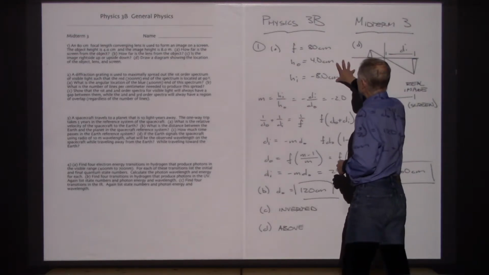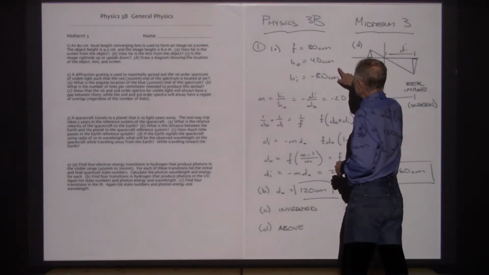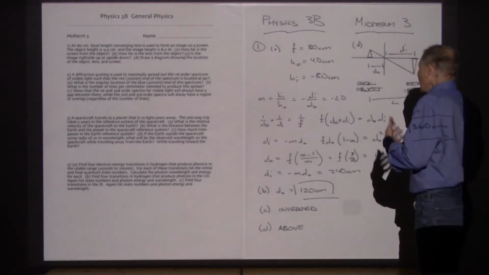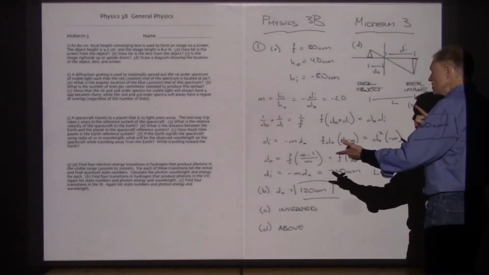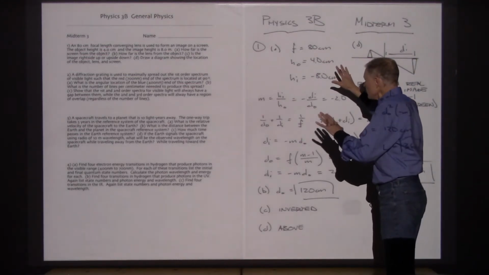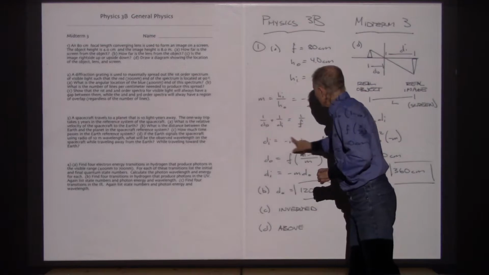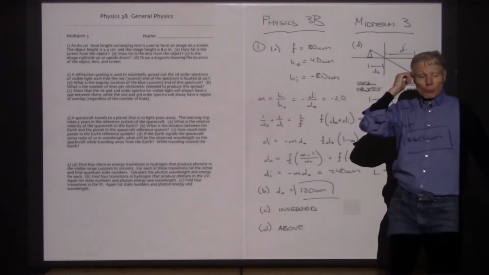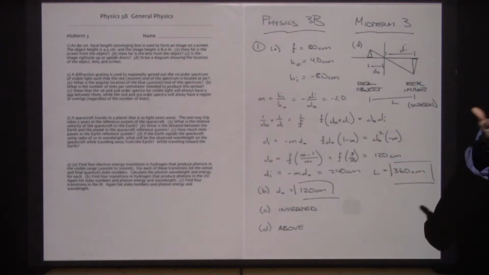So what I'm going to do now that I've determined my values for f and HO and HI is come up with a set of DOs and DIs that match the focal length. What I know is that the DO and the DI are related to the focal length from this formula: 1 over DO plus 1 over DI is going to equal 1 over the focal length.